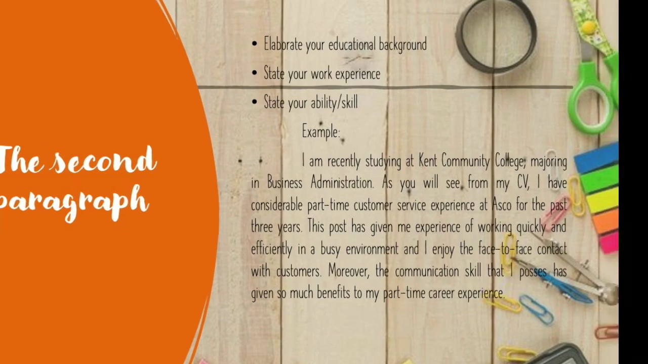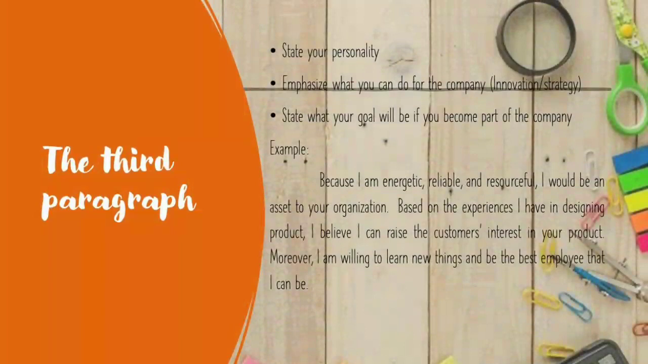At the last part of the paragraph, the writer mentioned the skill that she has, that is the communication skill. In the third paragraph, you can state your personality. You mention what kind of person you are. Then you emphasize what you can do for the company, so what kind of innovation or strategy you can have or do for the company. You can state your goal if you become part of the company.